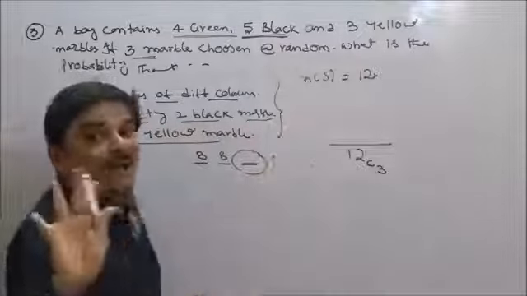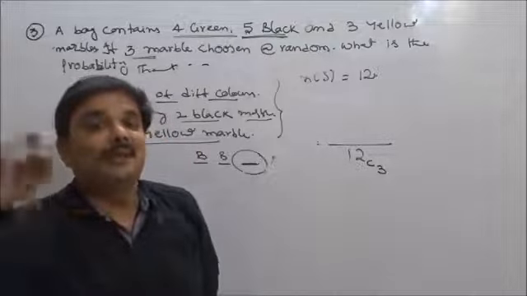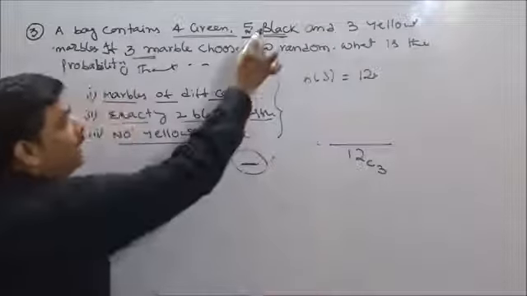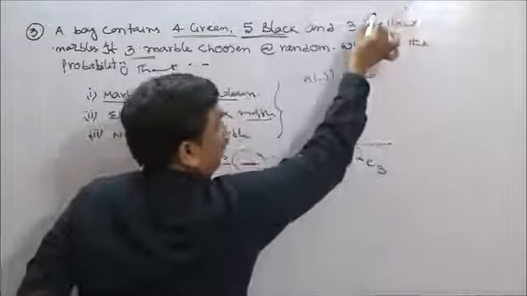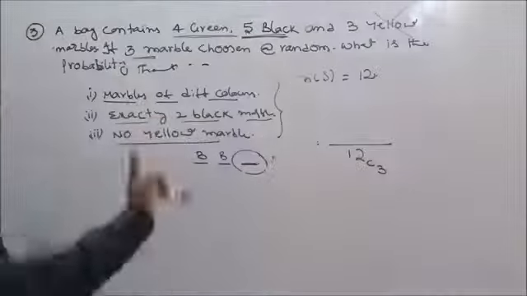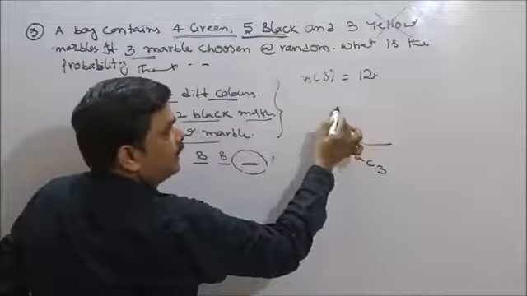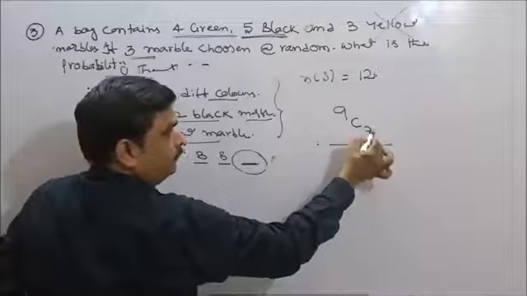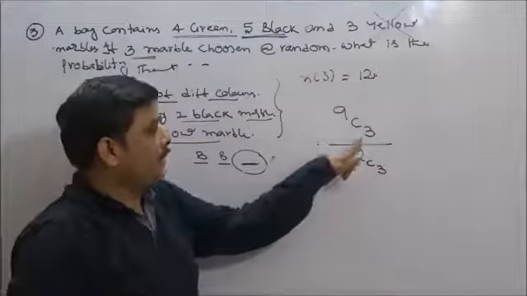Here no yellow ball. Yellow marble should not be there. While going for the favorable events, you should not count yellow. It should be 4 plus 5, 9. From this 9 only. From this 9, combination 3. Got the idea? I am picking up 3 marbles.